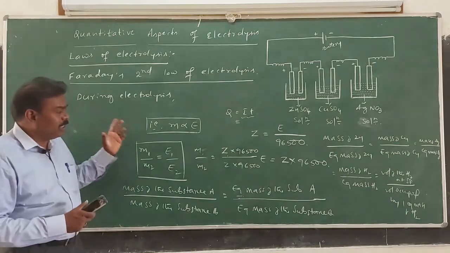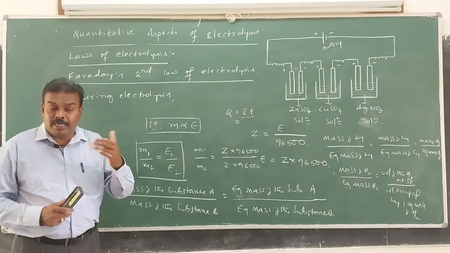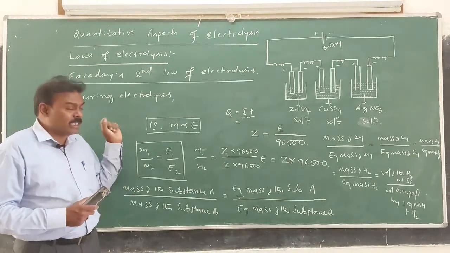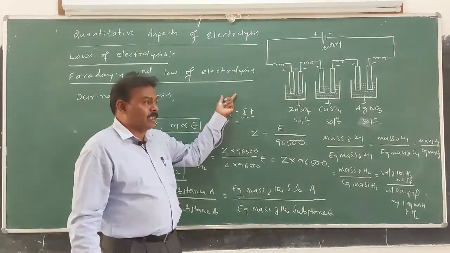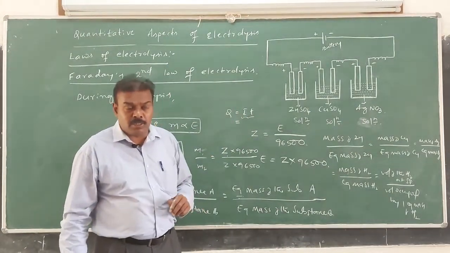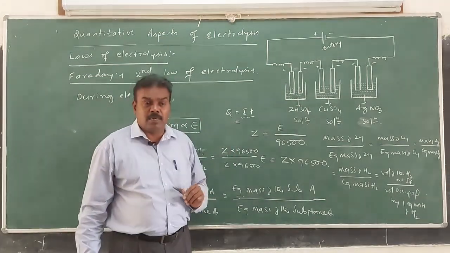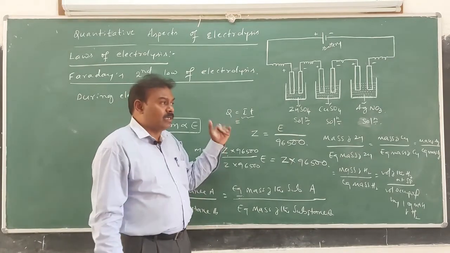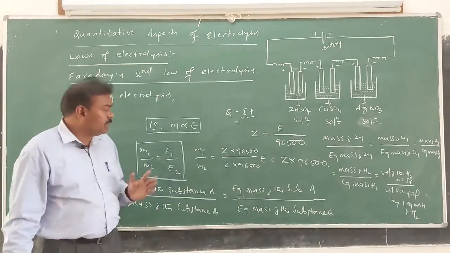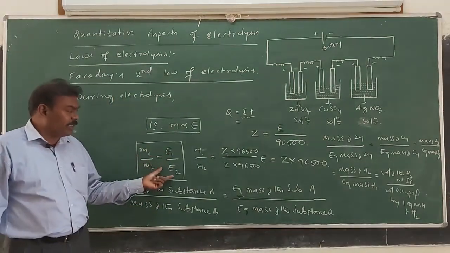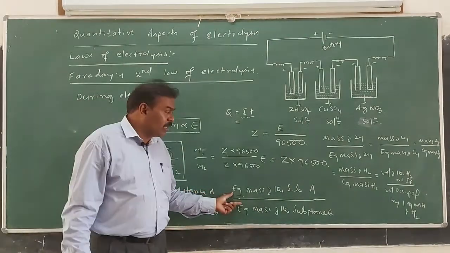So this is about Faraday's first law and second law, and the very important points are these. In the case of the first law, you should know Q is equal to IT, and M is proportional to IT, or M is equal to Z into IT. You should know carefully what Z, I, T and M are. Based on that, there will be some 2 marks questions. Based on the second law also, this is a very important relation: M1 by M2 is equal to E1 by E2. Mass of substance A by mass of substance B is equal to equivalent mass of A by equivalent mass of B.